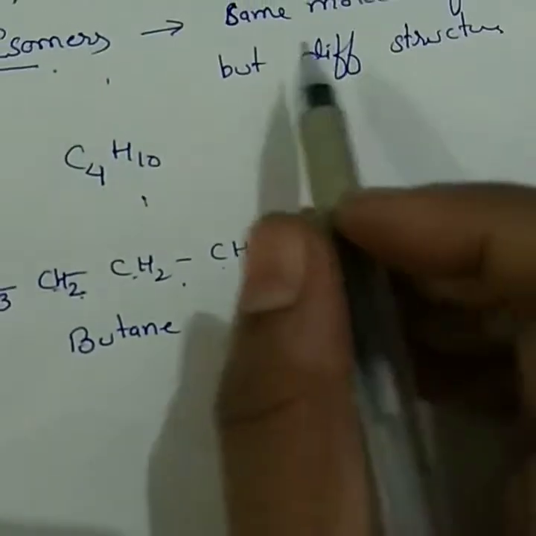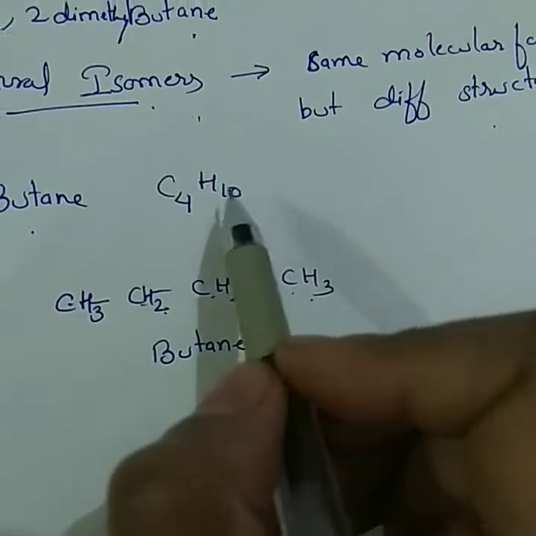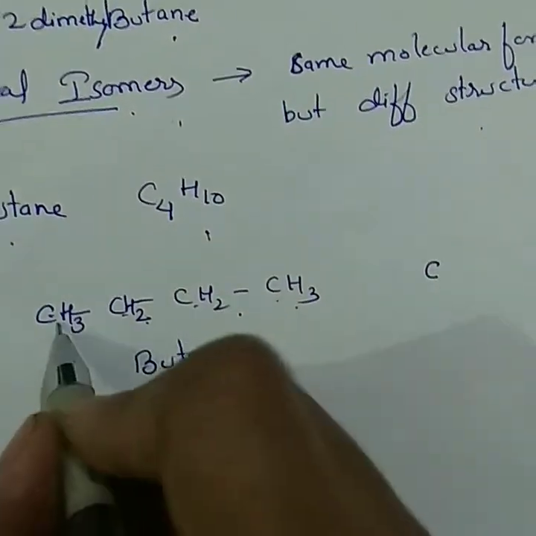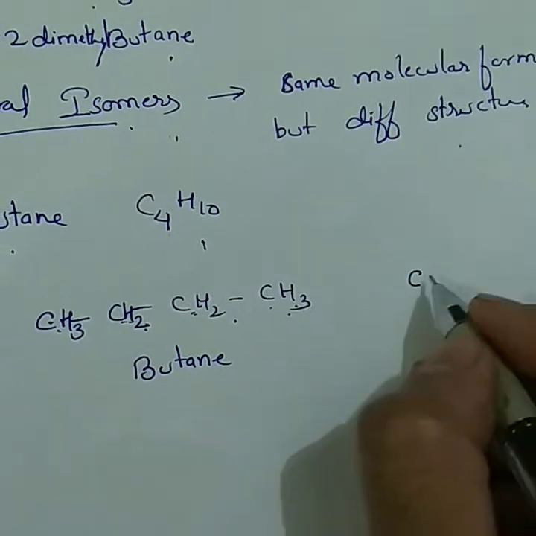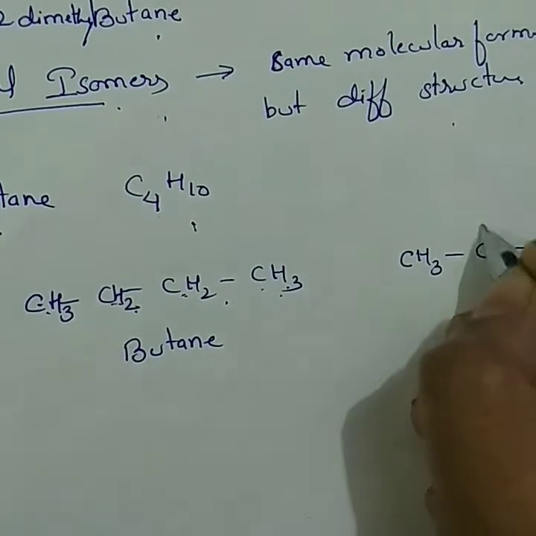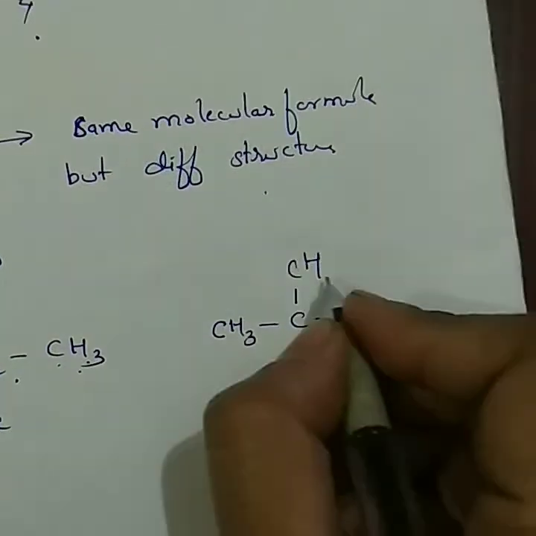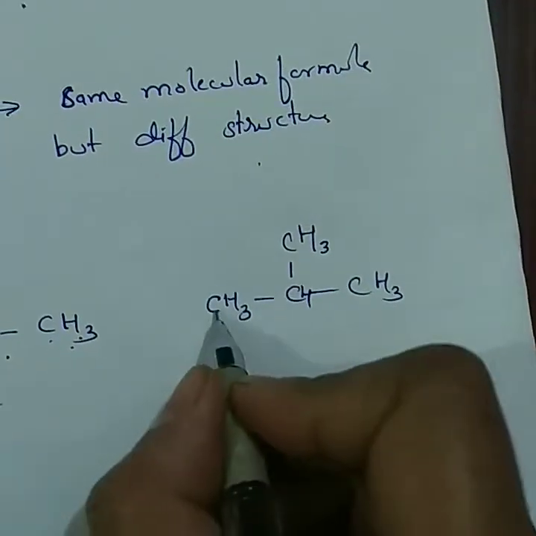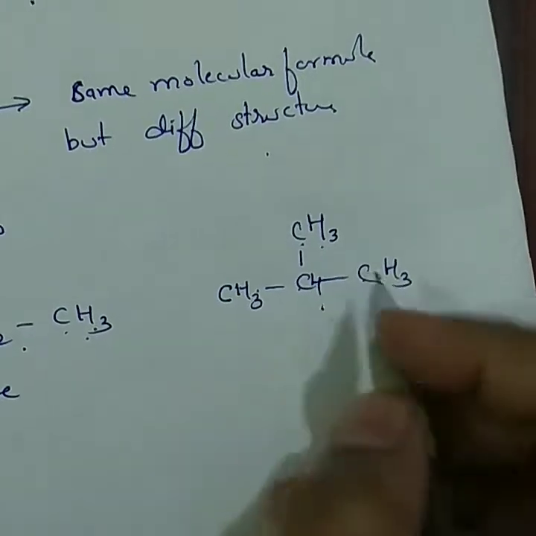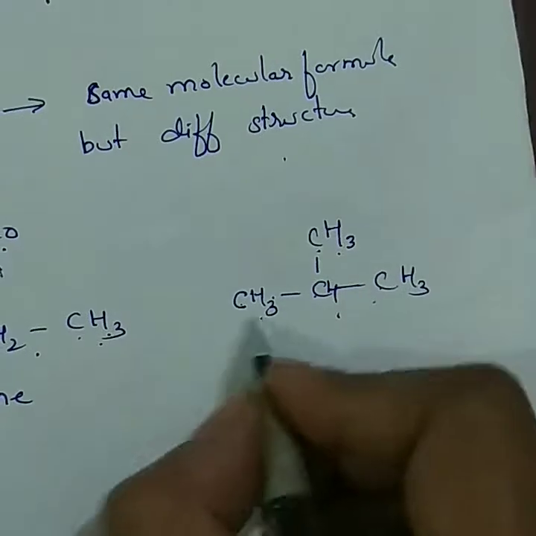Now, what about the same molecular formula but different structures? With the same molecular formula, you have to write more structures. See, I have made a straight chain with 4 carbons. Now I'll make a straight chain with 3 carbons, and I have attached one branch to it. Now count the carbons: 1, 2, 3 and 4. 4 carbons. 3, 3, 6, 9 plus 1, 10. This is also C4H10. So different structures are possible.